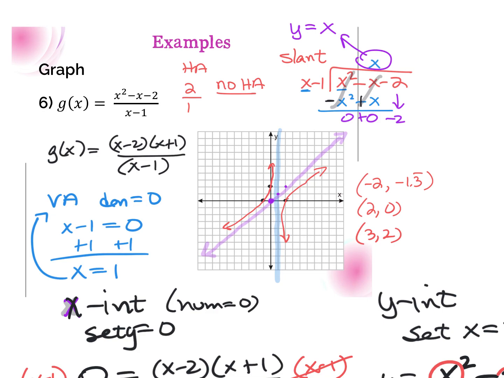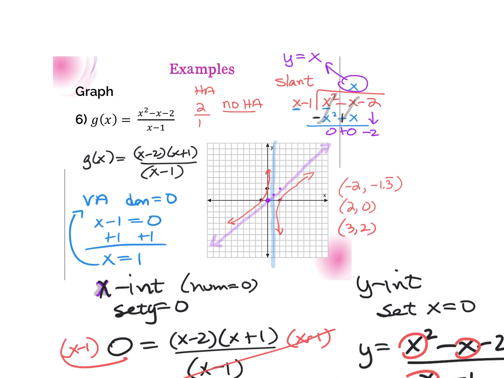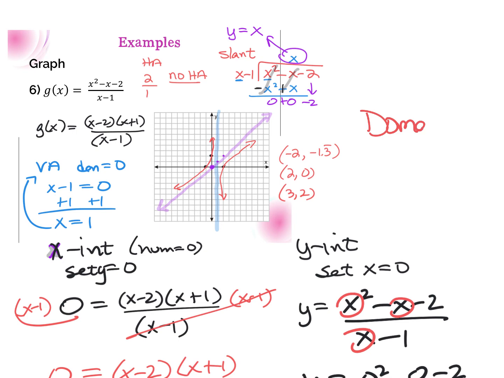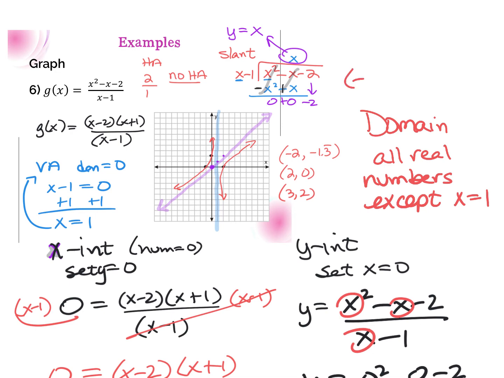The domain for this one is everything except the asymptote, that blue line. So the domain here, again, all real numbers, except when x equals 1. And that's where our asymptote is. In interval notation, it would be negative infinity up to 1, union from 1 to infinity.